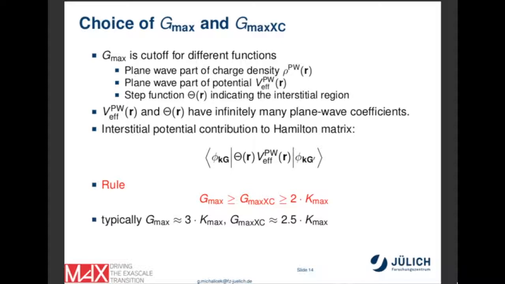It turns out that the potential and the step function have infinitely many plane wave coefficients. That is bad, because we have to calculate such matrix elements in the Hamiltonian, and if we have infinitely many plane wave coefficients in both of these functions, there is no clear idea of where to choose the cutoff. But it turns out that a cutoff chosen like this, so Gmax is larger than Gmax XC, and this is larger than 2 times Kmax, is already enough. Typically we set Gmax to 3 times Kmax and Gmax XC to 2.5 times Kmax, about that.